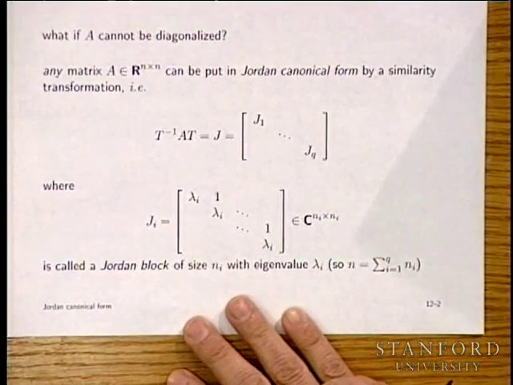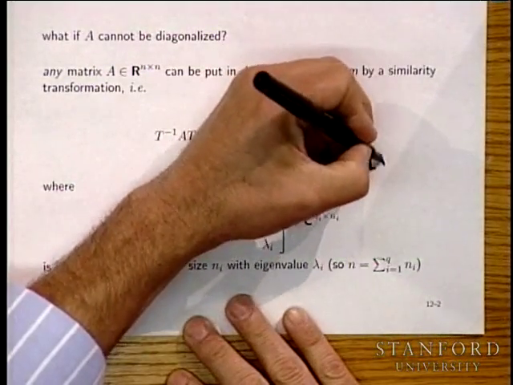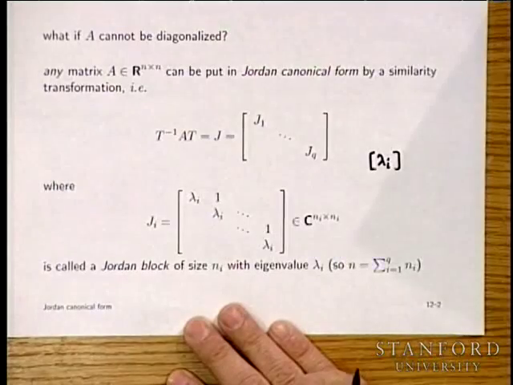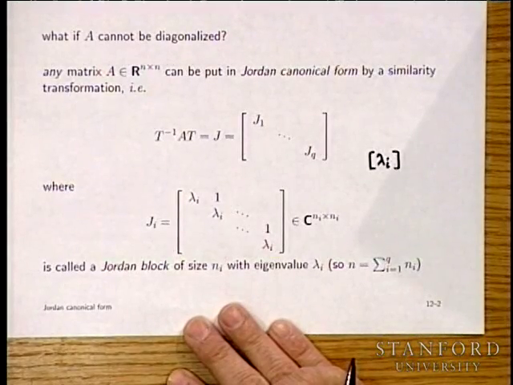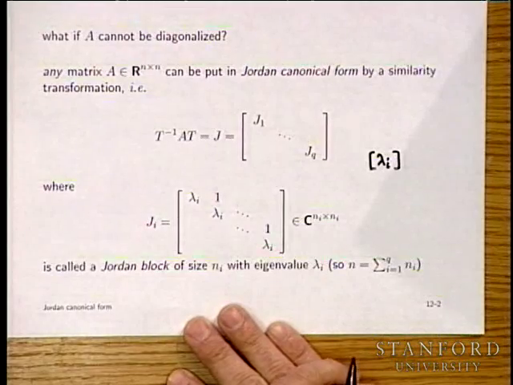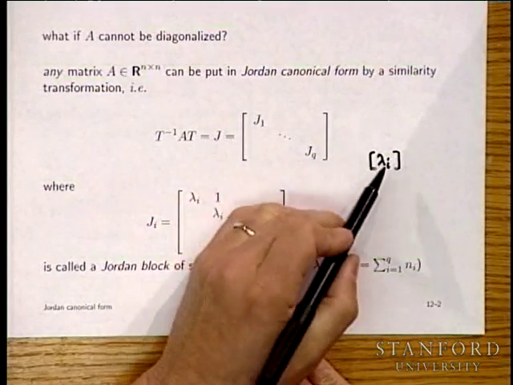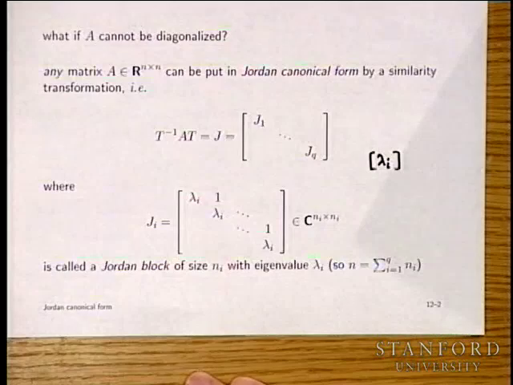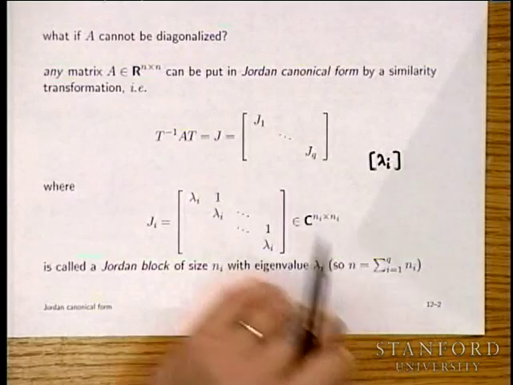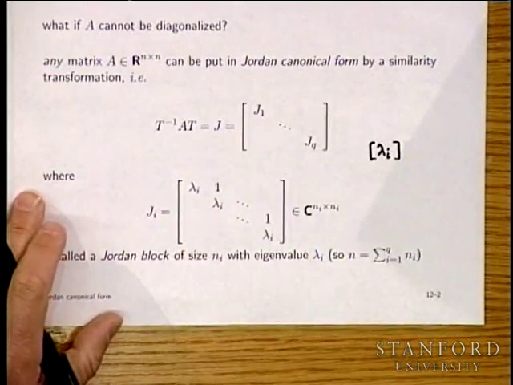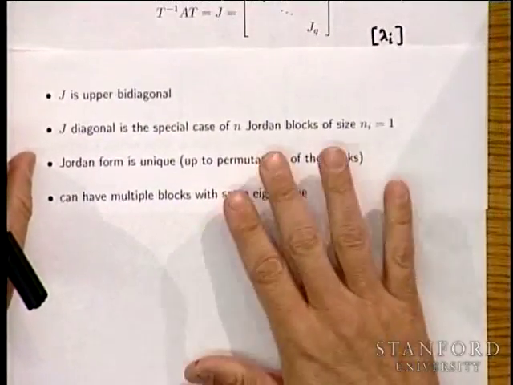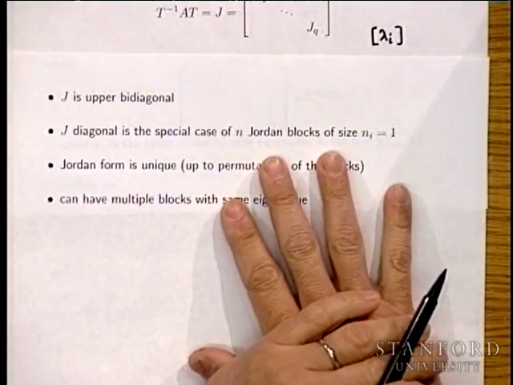By the way, a 1 by 1 Jordan block is a little matrix that looks like this. Okay? So a diagonal matrix is a special case of a Jordan form. It's the special case when there are n Jordan blocks and each block is 1 by 1. So these basically have little ones in the super diagonal. We'll see what the ones mean soon. So that's a Jordan block. Now, a couple of comments about Jordan blocks. First of all, the Jordan form is upper bidiagonal.